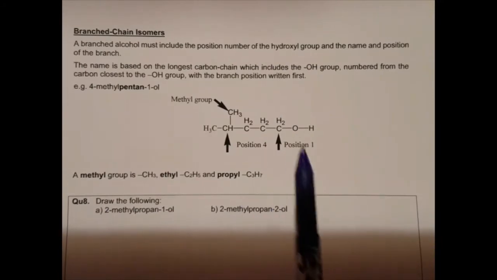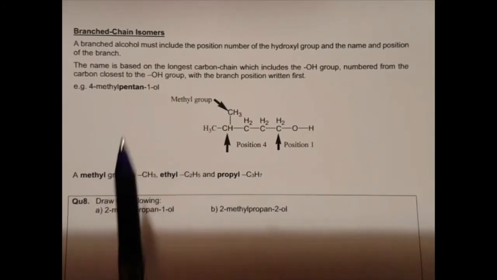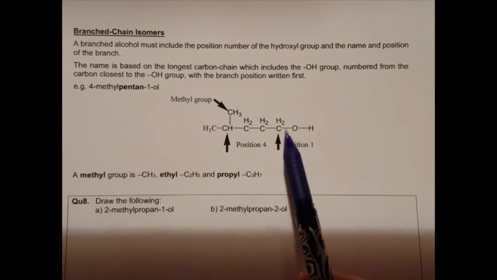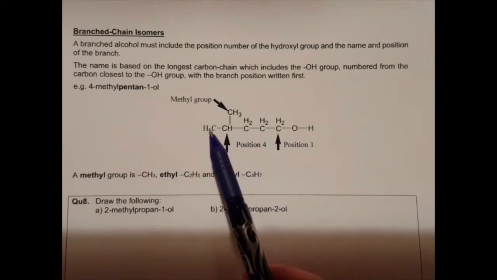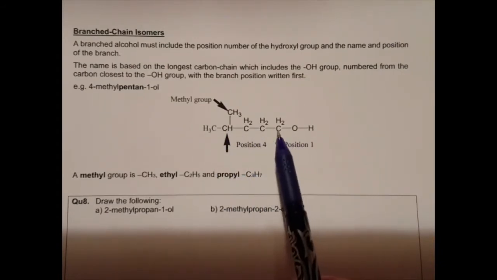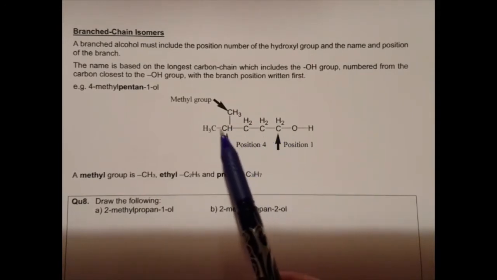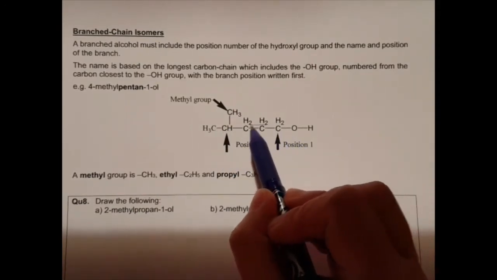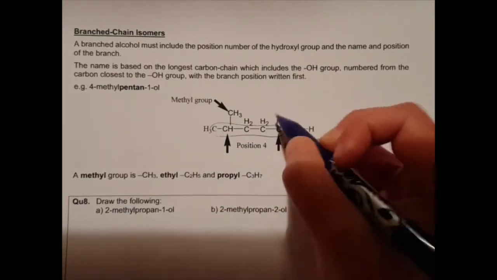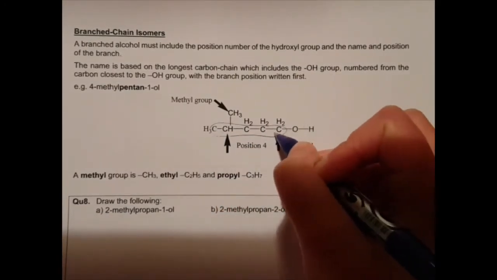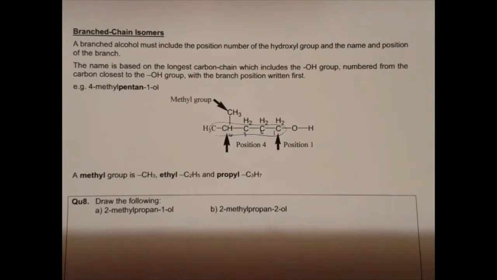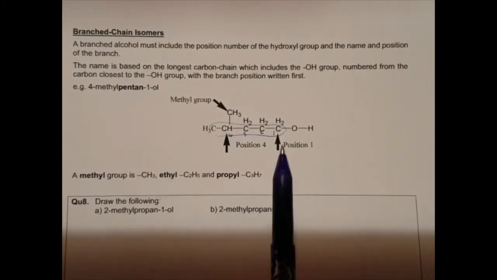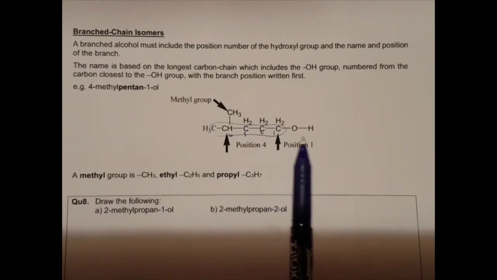So this one, just to run through where this name comes from, we have 1, 2, 3, 4, 5 carbons if we go along this way, also 5 carbons if we go around the corner. So the easiest thing would be to call this the main chain here, and number the carbons starting from the end nearest the hydroxyl group, 1, 2, 3, 4, and then we've got a methyl group coming off this chain. So this is going to be 4-methylpentan-1-ol because the hydroxyl group is on position number 1.